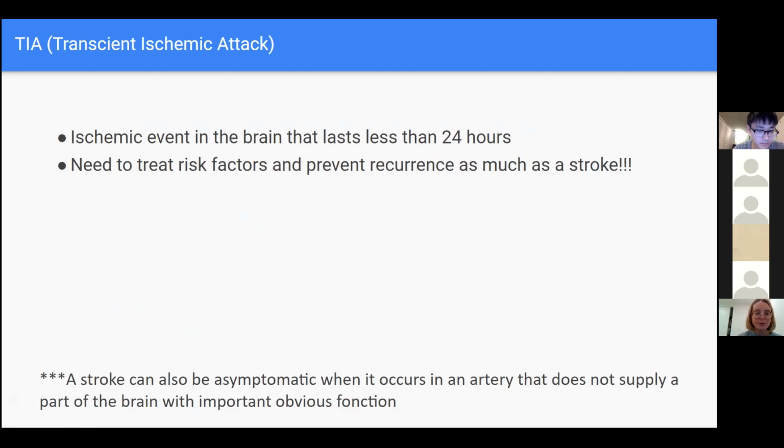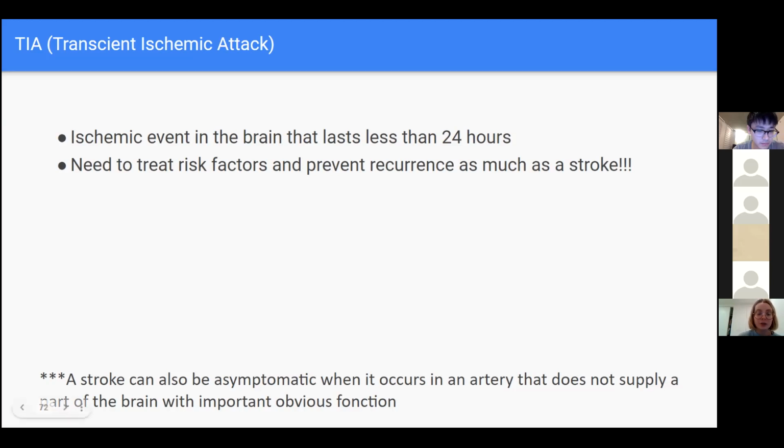So I'm just going to briefly present TIA. TIA means transient ischemic attack, and it's basically an ischemic stroke that lasts less than 24 hours. Usually they last 5 minutes to 1 hour, but they can last up to 24 hours. We won't talk about it a lot because we don't have a lot of time, but for treatment of risk factors and prevention of recurrence, you need to treat it as much as a stroke, because it still has been an abnormal coagulable state that we don't want, so you need to treat them as if they had a stroke.